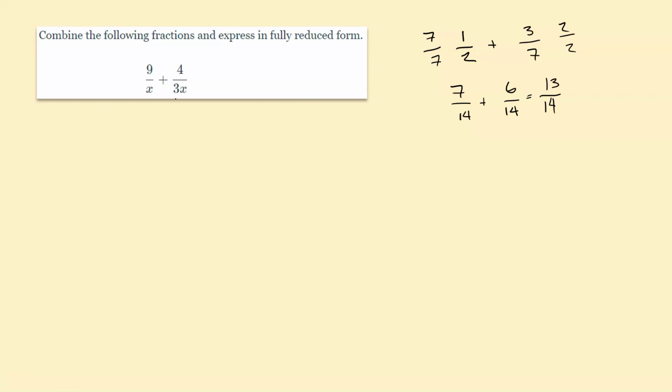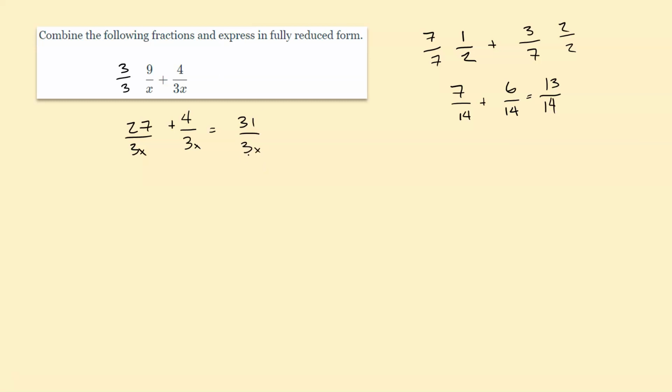We want to repeat that same process over here. Our common denominator is going to have to be this 3x, right? Because we already have an x over here, we're just missing the 3. So we don't need to multiply this fraction over here by anything, but we do need to multiply the left fraction by 3 over 3. So 3 times 9 is 27. And then this is 4 over 3x. So 27 plus 4 is 31. And then we just have the 3x on the bottom.